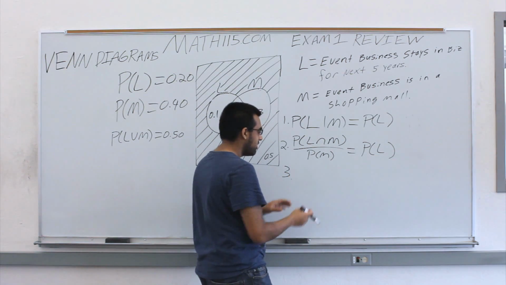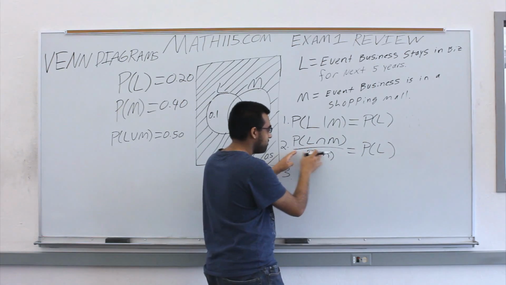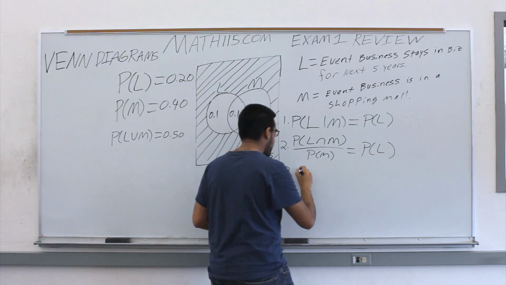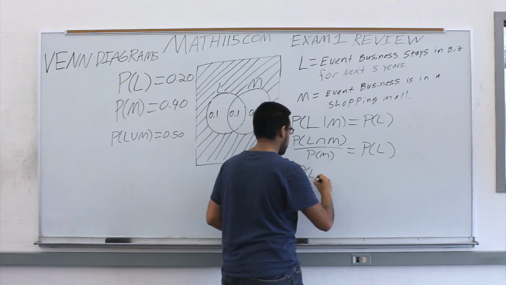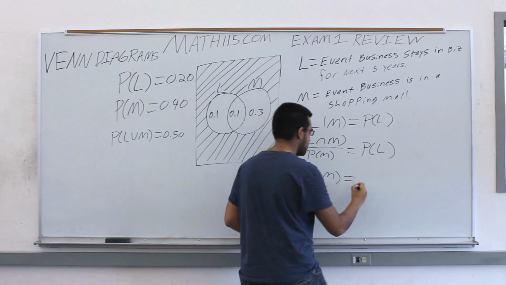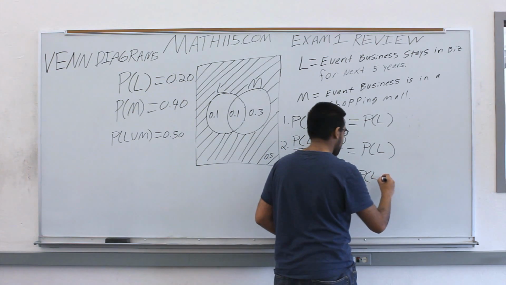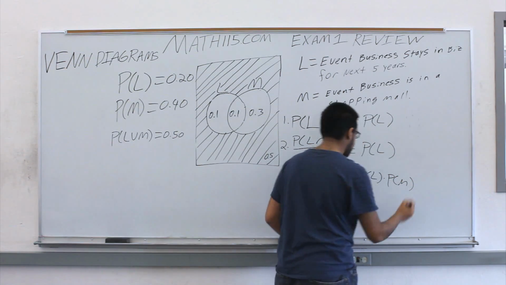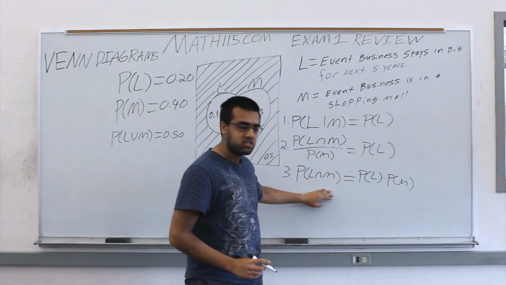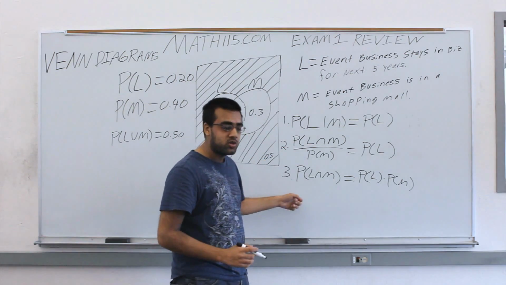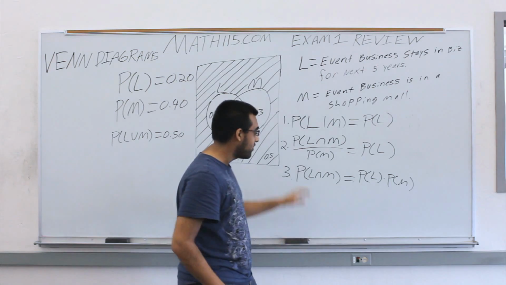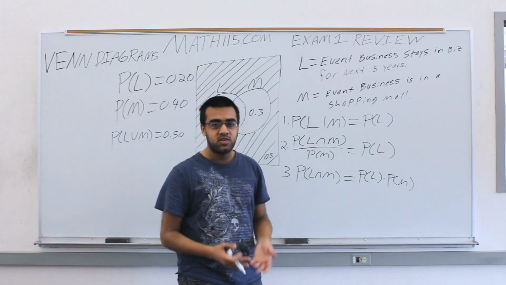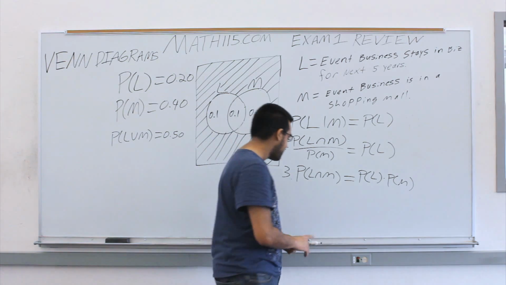If you do some algebra and multiply the probability of M to both sides, the probability of M will cancel here and it'll go here. So another way that you can see independence is L intersect M is equal to the probability of L times the probability of M. This is the third way that independence is shown. These are the three, and only these three, ways that you can see independence. If any of them are true, the other two must be true, and that also means that the events have to be independent. If they're not true, then they're not independent.